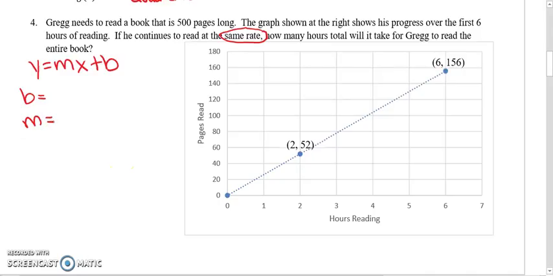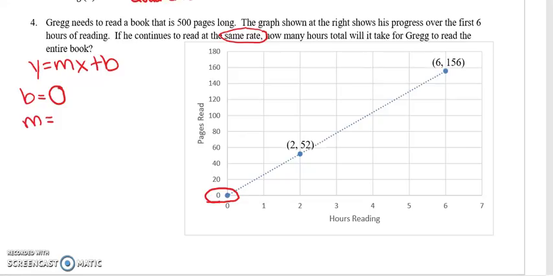I usually like to do the easier one, especially if they give us a graph. We're going to solve for b first. B is the y-intercept. Where did the graph cross the y-axis? This one's actually pretty easy. It crossed it at 0. So b equals 0 in this equation. Next up, we're going to have to find the slope.